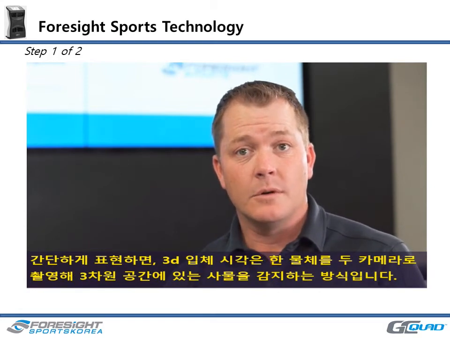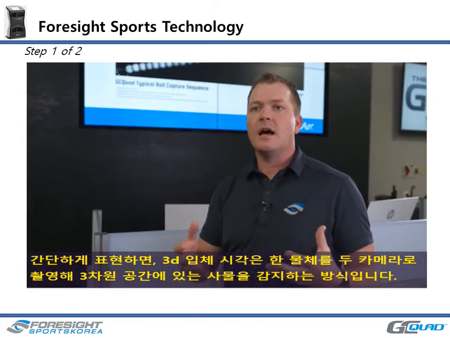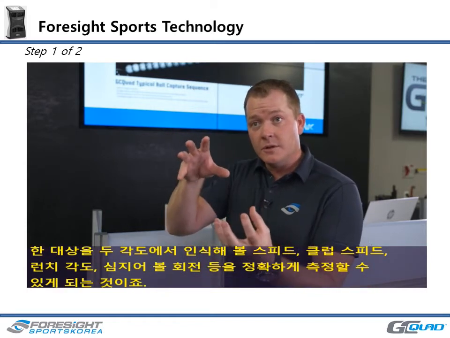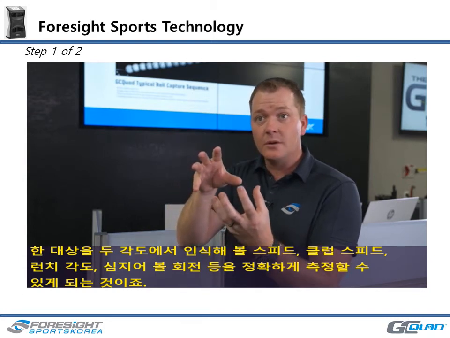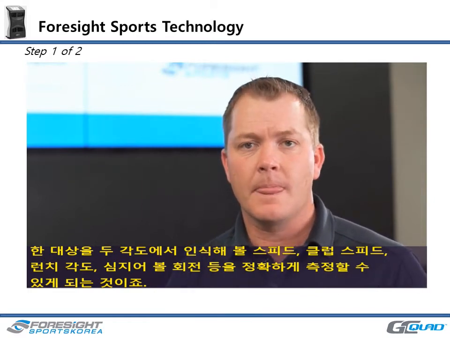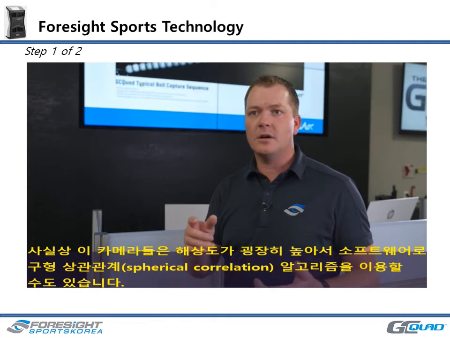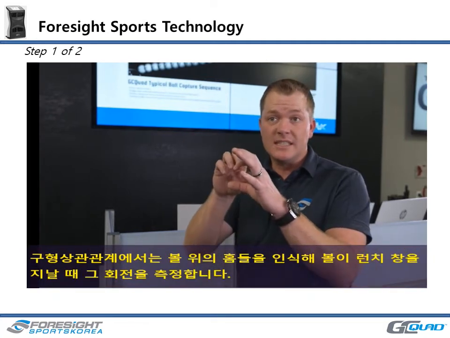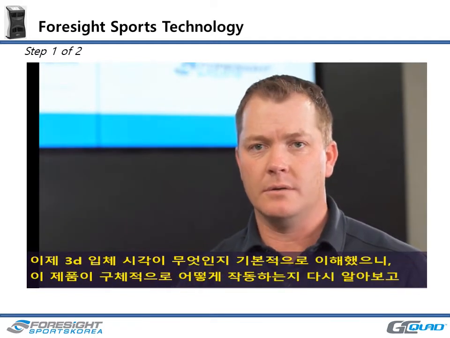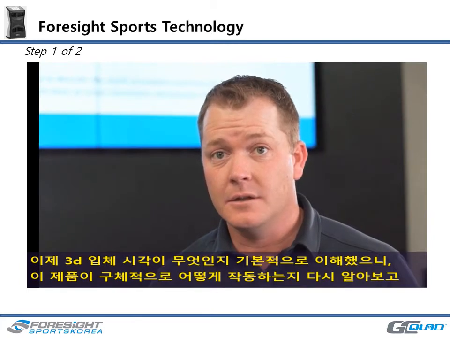Well, in its simplest form, stereoscopic vision is the process of tracking one object with 2 cameras that allows us to perceive things in 3D space. It's tracking that one object from those 2 different points that actually allows us to accurately measure things like ball speed, club speed, launch angles, and even spin rates. In fact, the resolution in these cameras is so high that the software can use a process called spherical correlation, where it actually sees the dimples on the golf ball to measure the rotation as that ball passes through the launch window.